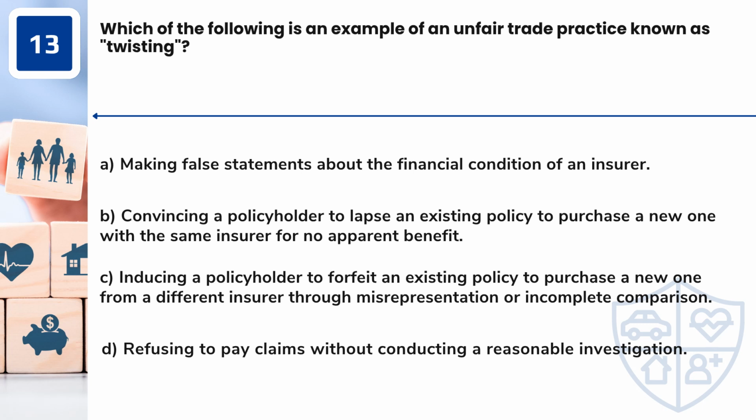Question 13. Which of the following is an example of an unfair trade practice known as twisting? A. Making false statements about the financial condition of an insurer. B. Convincing a policyholder to lapse an existing policy to purchase a new one with the same insurer for no apparent benefit. C. Inducing a policyholder to forfeit an existing policy to purchase a new one from a different insurer through misrepresentation or incomplete comparison. D. Refusing to pay claims without conducting a reasonable investigation.